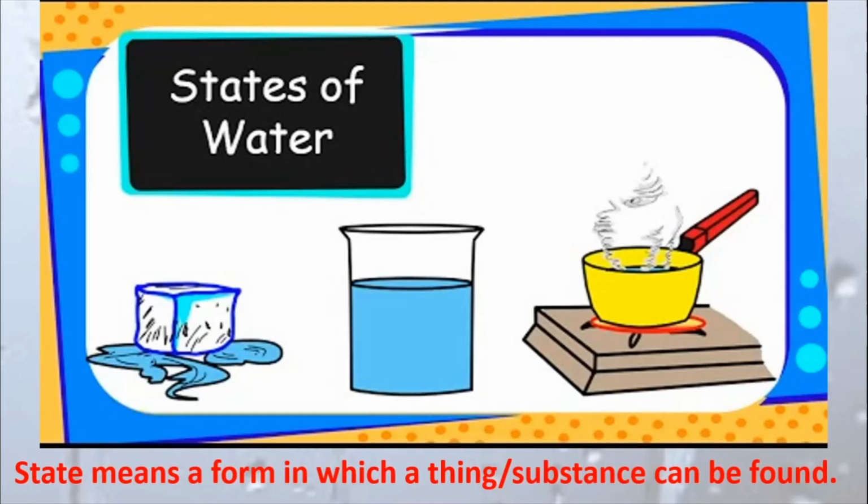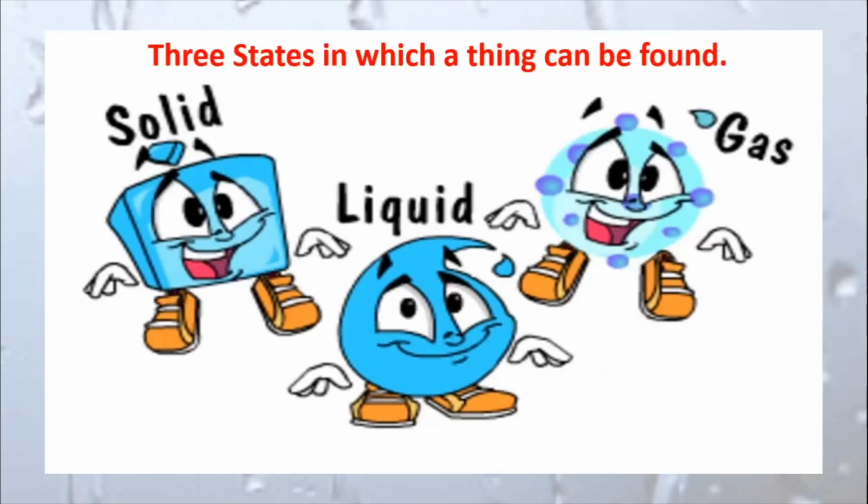That is, look at the states of water here. In one place it is hard, in the other place it is liquid, and in the third place it has become vapor. So state means a form in which a thing or substance can be found. So states of water means the states in which water can be found. Okay, so let us look at the 3 states in which anything can be found.